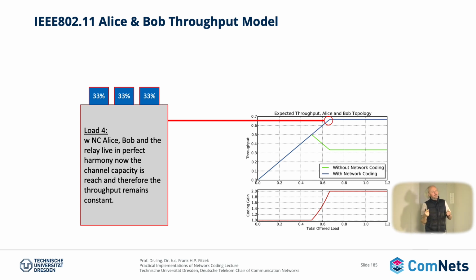So this is the point. Before that we said Alice and Bob had 33% gain. But there's way more to gain if you think about protocols. So this was quite interesting, right?